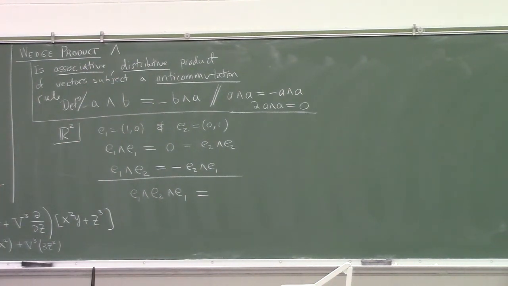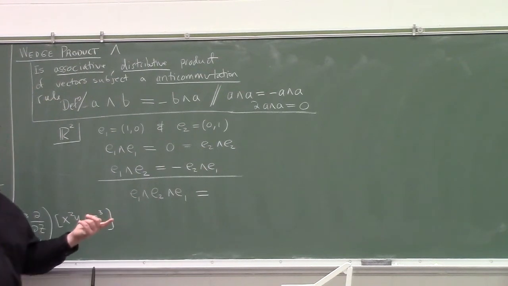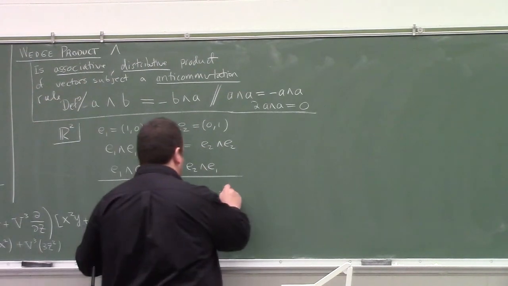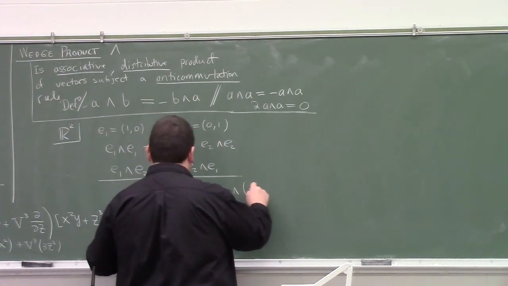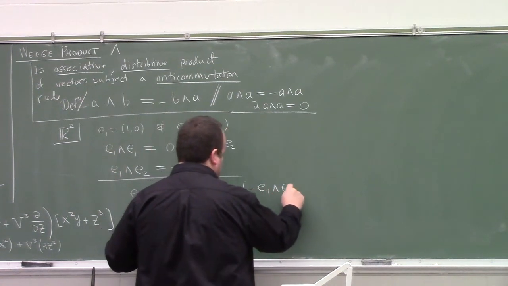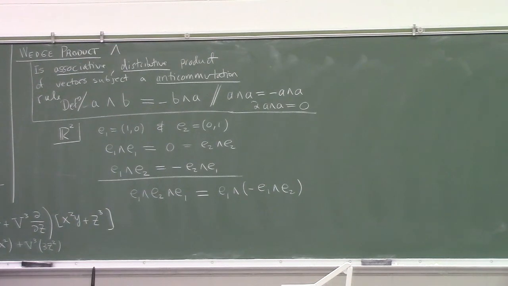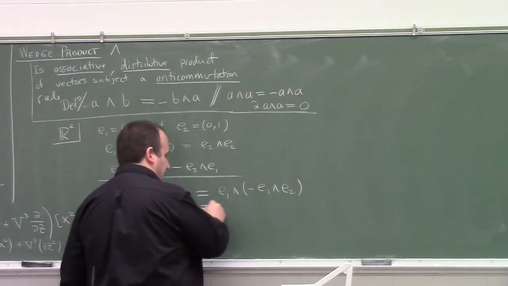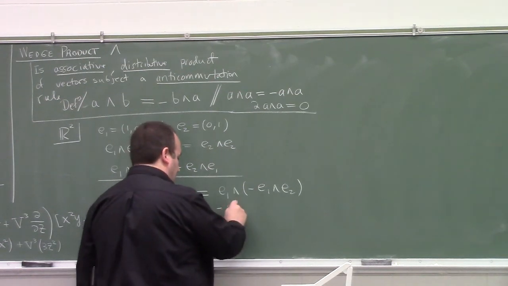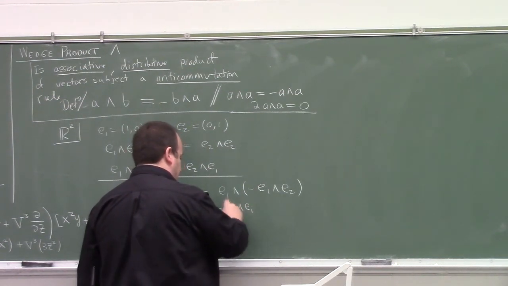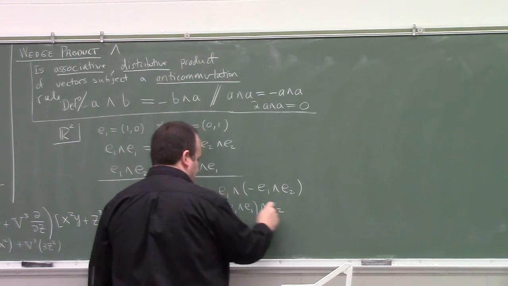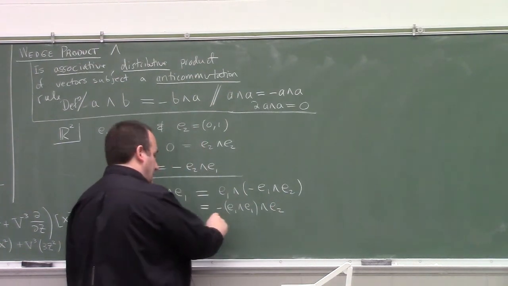So I told you the product was distributive. What that means is, and it's associative, right? So it doesn't matter which of the wedges you do first. But I'm going to do, this is E1 wedge minus E1 wedge E2. So I just flip-flop the last two, right? And now by associativity and distributivity, I can pull the minus out, and I get E1 wedge E1, which is what? That's 0.